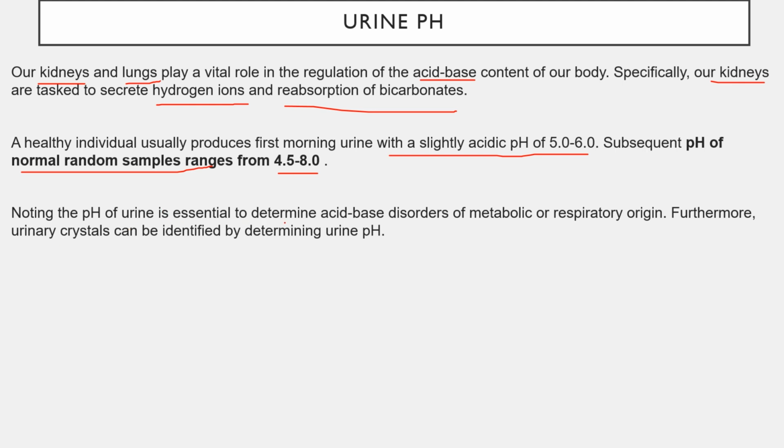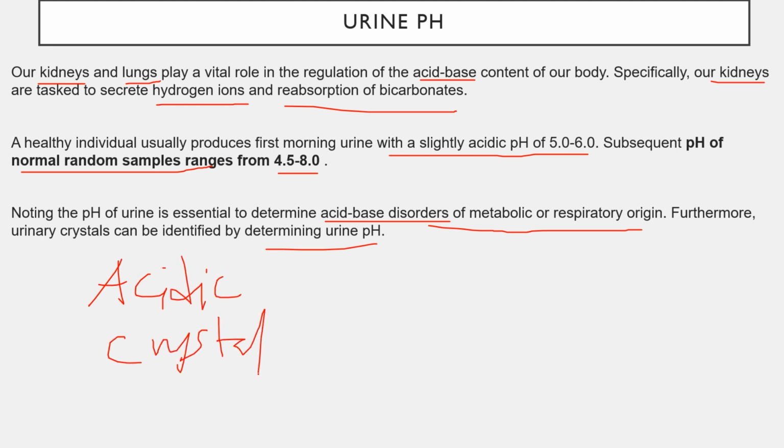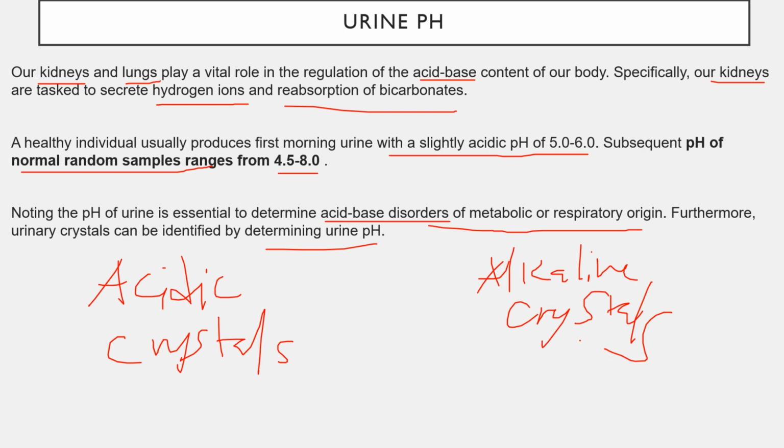Noting the pH of urine is essential to determine acid-base disorders of metabolic or respiratory origin. Furthermore, urinary crystals can be identified by determining pH. Kasi class, merong mga acidic crystals. When you say acidic crystals, they can only be found in acidic urine. Meron din namang mga alkaline crystals. They are found in an alkaline urine sample.